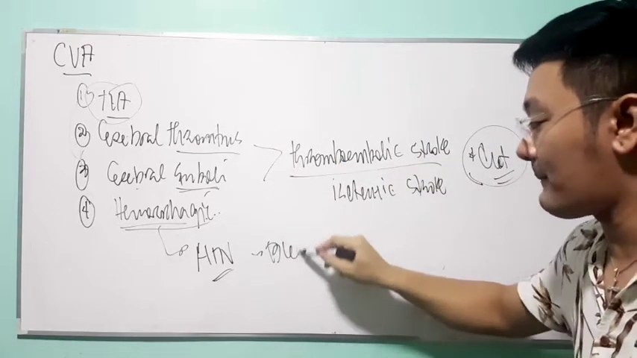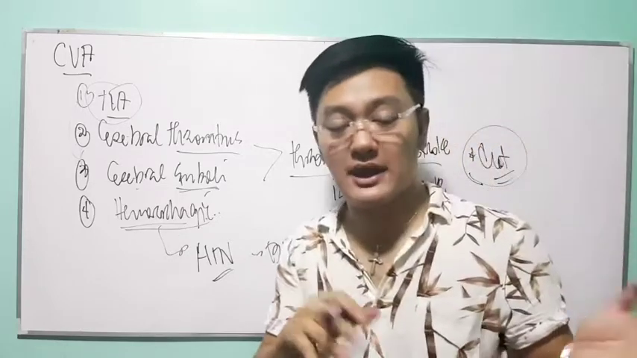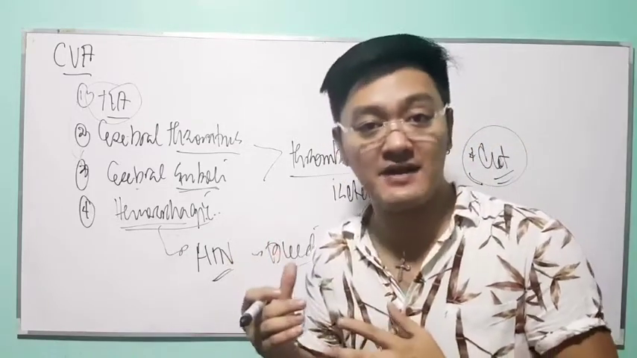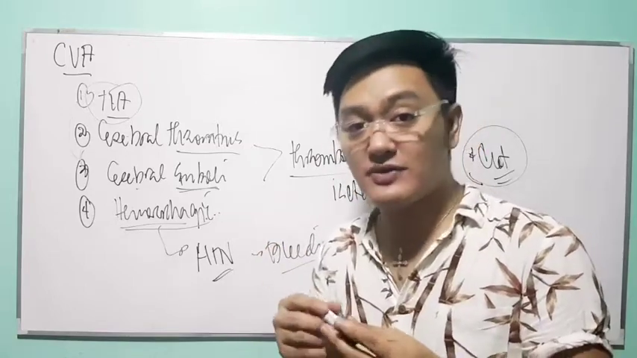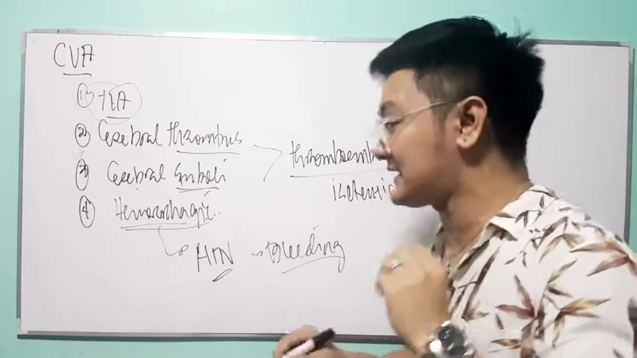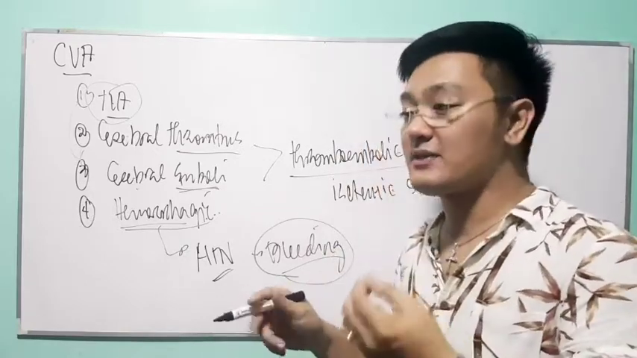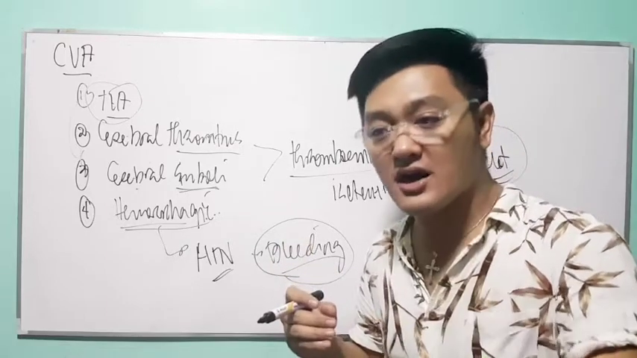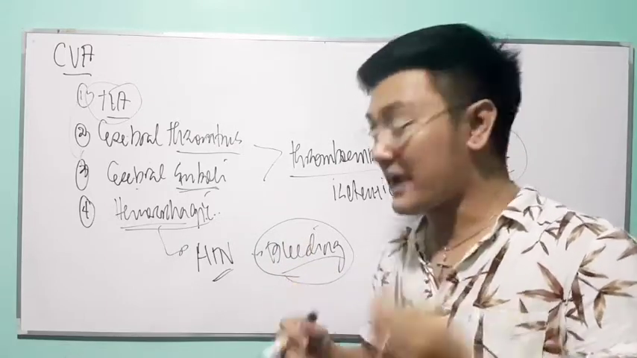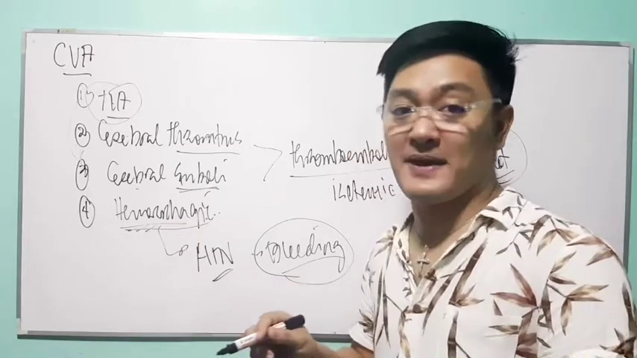This is brought about by bleeding. That is why long time ago, the mortality of CVA was very high, because doctors thought that stroke is brought about by a clot, without knowing that there is another type which is actually a bleeding problem. That is why if you give an anticoagulant, a thrombolytic drug, or an antiplatelet drug to a patient with hemorrhagic stroke, you're not helping the patient at all. You're killing the patient, right?